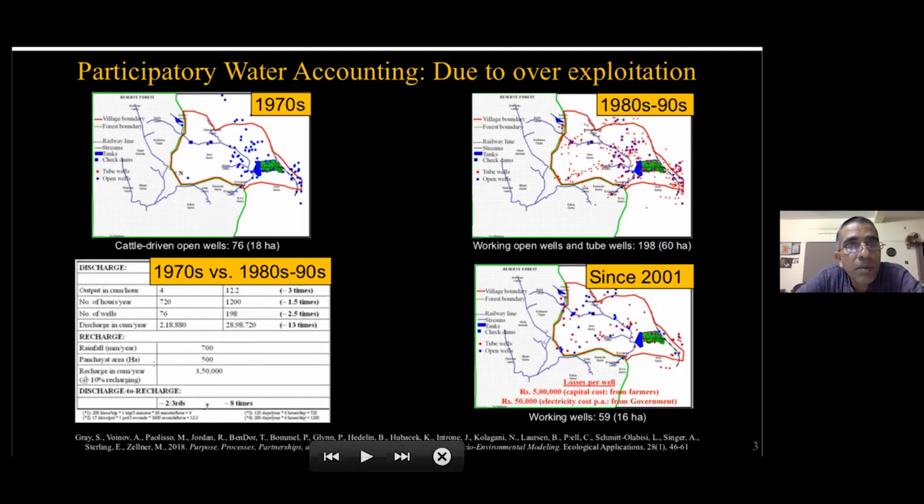For example, the amount of water extracted, discharged to recharge is to be the same order of magnitude, whereas it became an order of magnitude more during the 80s and 90s. So the situation went back to before. They have exhausted all the reserves. In 2001, they were now getting whatever water they were getting in the 70s.